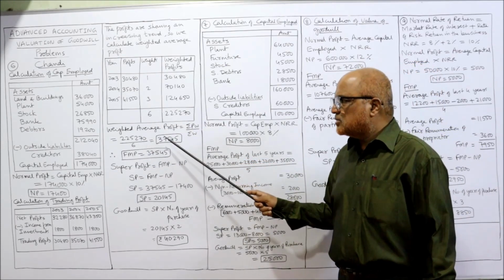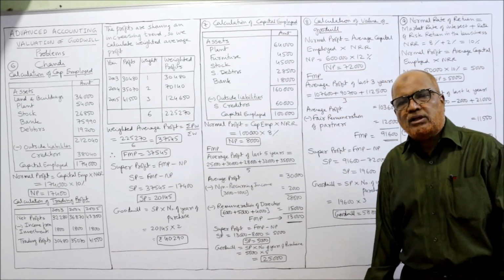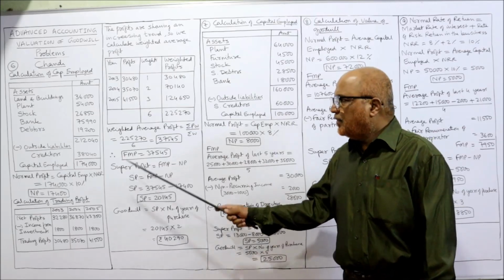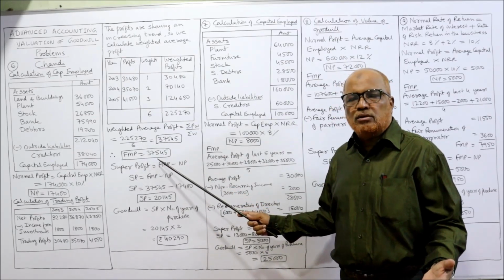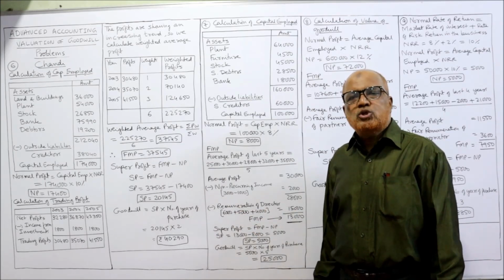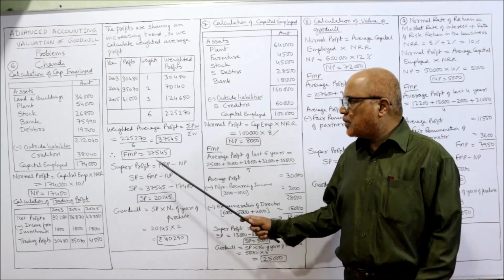2,25,270 divided by 6, you'll get 37,545. This is the weighted average profit. No further changes are there in future. So this is the FMP. Future maintainable profit is the past average profit.